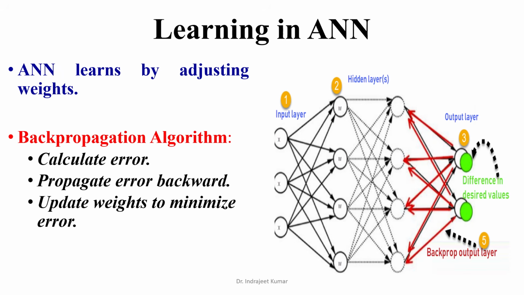Learning in ANNs means adjusting the weights and biases of connections to minimize error and improve prediction. Backpropagation algorithm: calculate the error, propagate the error backward, and update the weights to minimize the error. Example: in handwritten digit recognition, the ANN learns from many labeled images to correctly identify new digits.